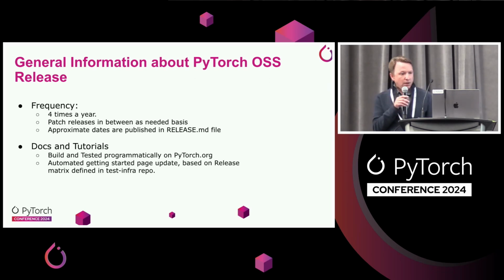General information: 4 times a year we do a minor release, and for each minor release, we release at least 1 or 2 patch releases on an as-needed basis. An approximate date for the releases is published in the release.md file under PyTorch, and this file contains the releases basically a year ahead. So if you're interested in when the next releases are, consult this file. Docs and tutorials are all automated. Getting started page update is automated.